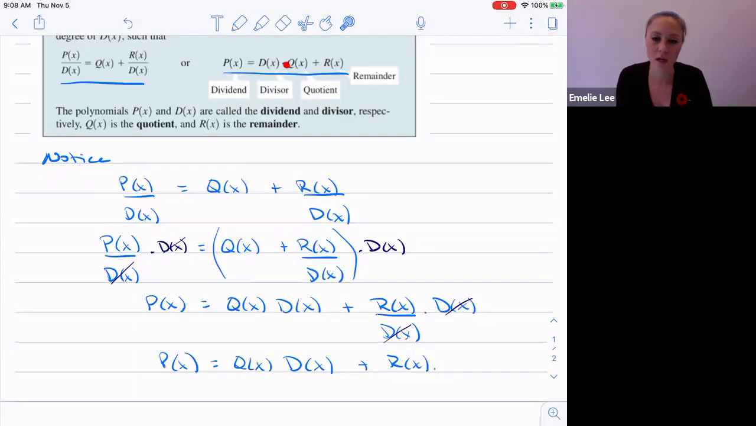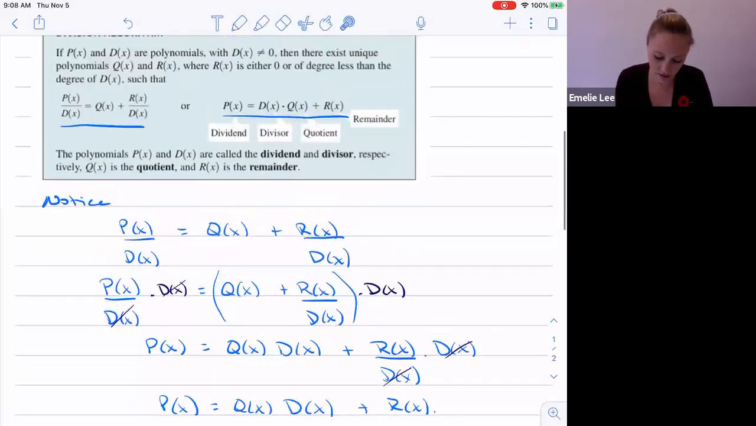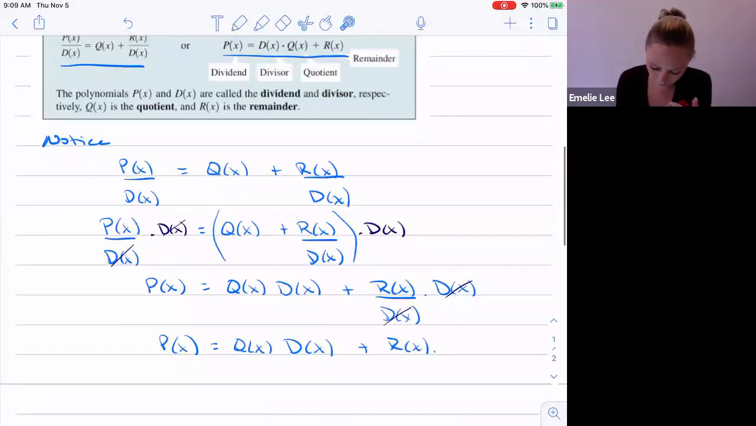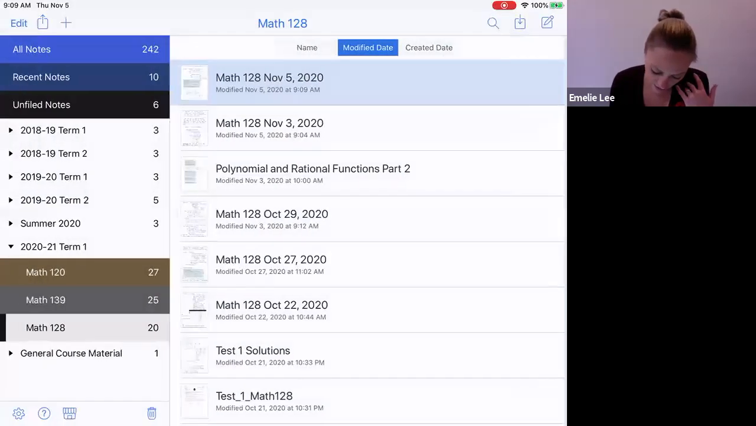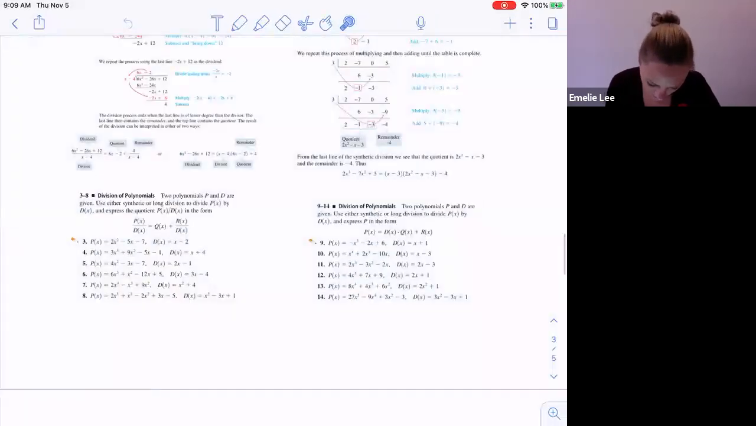They're the same. What you need to do is find q of x and r of x. You need to find the quotient, which in your long division is the number up top, and the remainder is whatever is left over. So let's do a few examples.